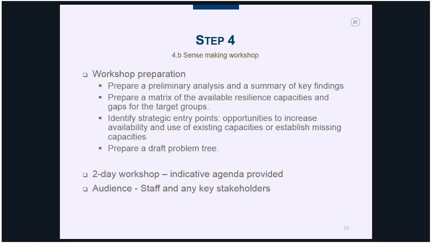And then also, very importantly, identify the strategic entry points. What are the opportunities for you to address those gaps in capacities through your program or through the different services or mandates of the different stakeholders, including the local government or the NGOs and other actors who are involved in this process. And then we suggested that, based on the challenges that you identified in the previous step, you can also put together a draft problem tree. So as preparation for the workshop, this is some of the information that you need to put together.